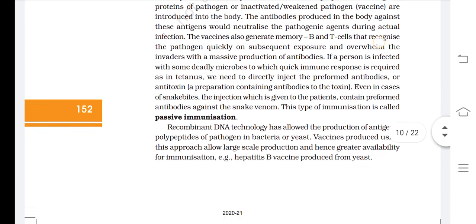Recombinant DNA technology has allowed the production of antigenic polypeptide of pathogen in bacteria or yeast. Vaccines produced using this approach allow large-scale production and hence greater availability for immunization. Example, hepatitis B vaccine produced from yeast.